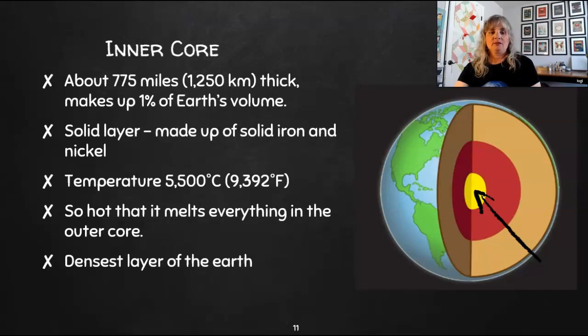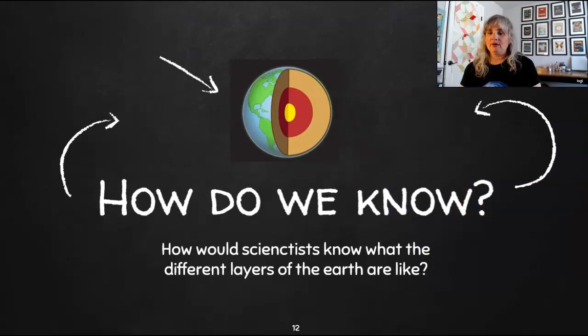So the next question I'm sure you're wondering is, how in the world do we know what these layers are like? We haven't been to the outer core. We haven't even really been into the mantle. We have not dug very far into the crust of the Earth, and so we haven't been to these other layers. So how do scientists know what they're like?